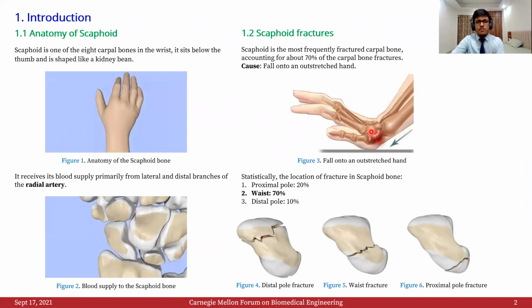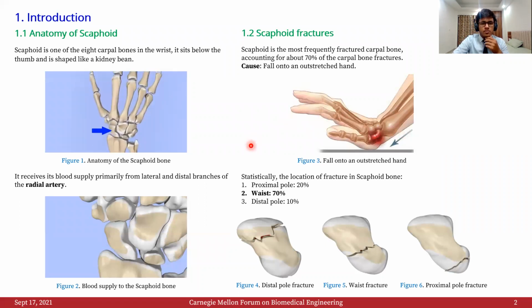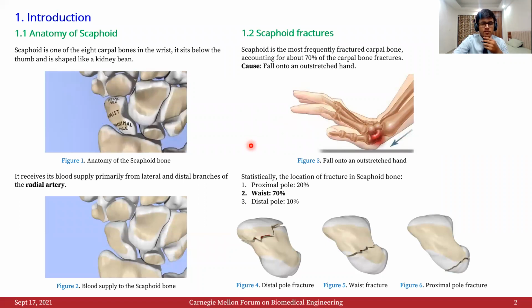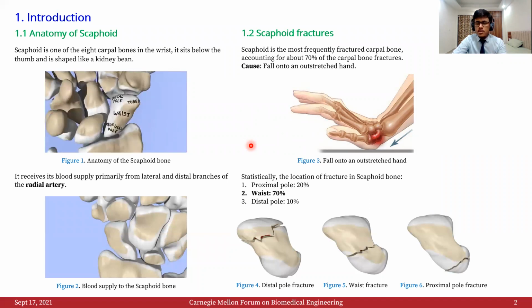Let me start by introducing the scaphoid bone to you. Scaphoid is one of the 8 carpal bones present in the human wrist. It is located at the base of the thumb, and it's approximately the size of a cashew nut. It is prone to fractures and usually happens when a patient falls onto an outstretched arm.